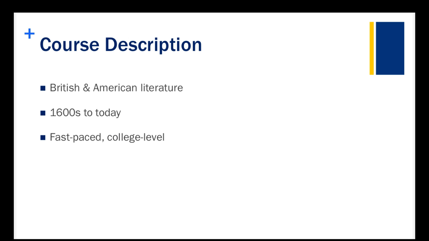The Advanced Placement course in Literature and Composition is a survey of British and American literature from the 1600s to today. You will be able to read and analyze poetry, essays, fiction, nonfiction, etc. And this is a fast-paced college-level course that's designed to get you ready for the AP Literature exam and also for college.